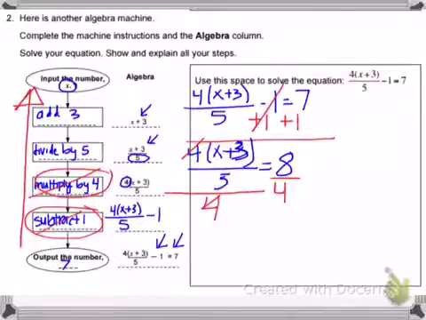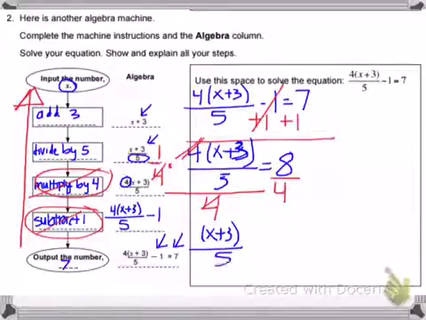Remember, dividing by 4 is the same as multiplying by 1/4. So if I were to put a little multiply sign here and a 1/4, the same thing would happen. Those 4's would divide out. So what would remain would be the x plus 3, because the 4 is not there anymore, all divided by 5, and on the right side, the 8 divided by 4 is going to equal 2.